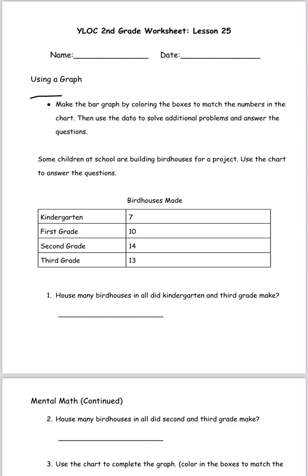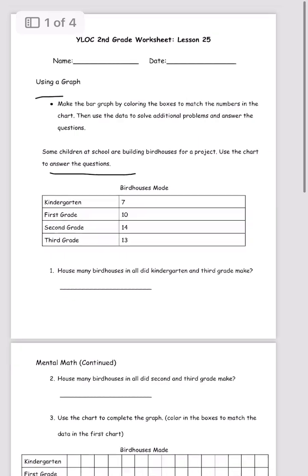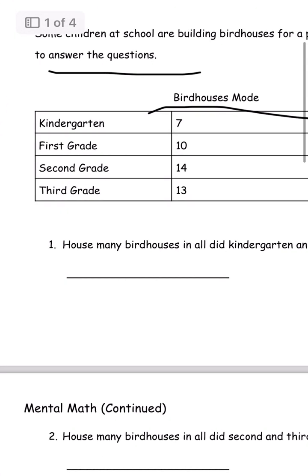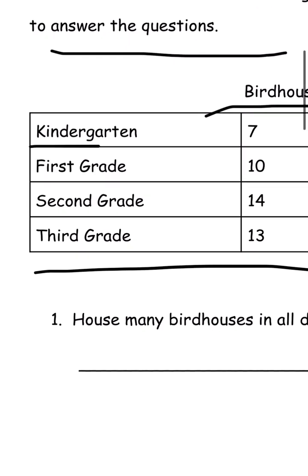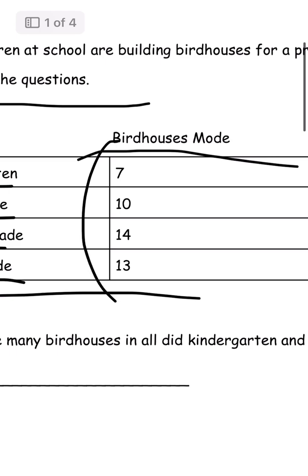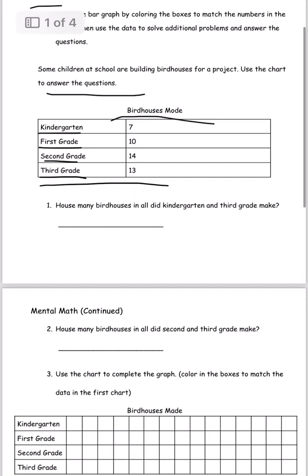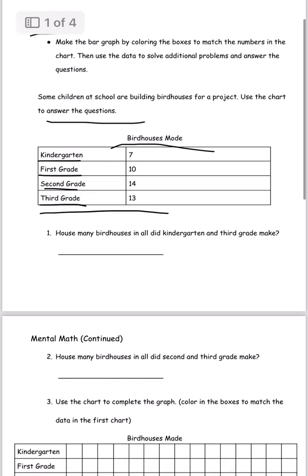Okay, so here's the problem. It says, some children at school are building birdhouses for a project. Use the chart to answer the questions. So this is the birdhouses chart. This is the chart: kindergarten, first grade, second grade, and third grade. And this is the amount of birdhouses they made. So we have to solve the problems by looking at this first. So let's look at number 1.